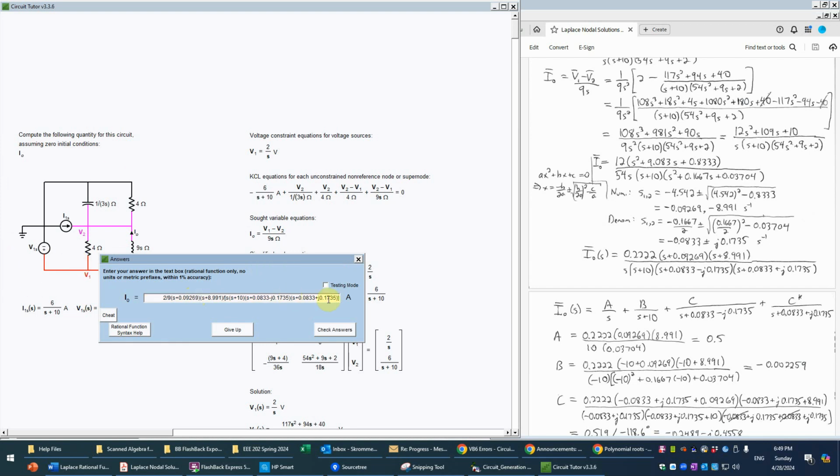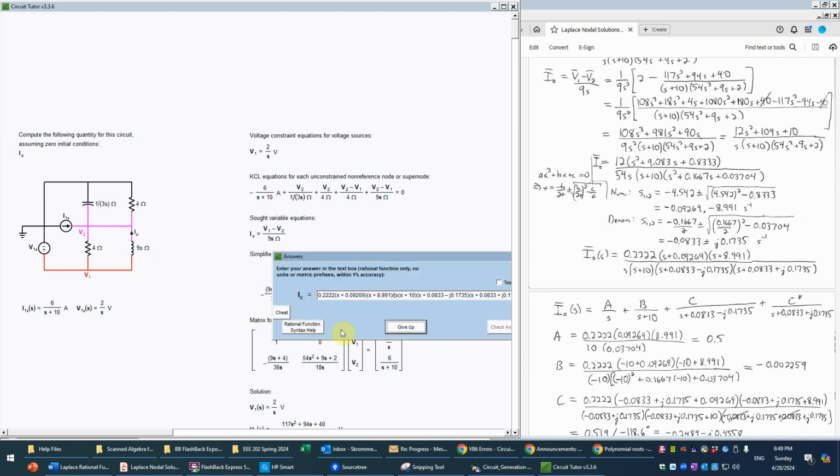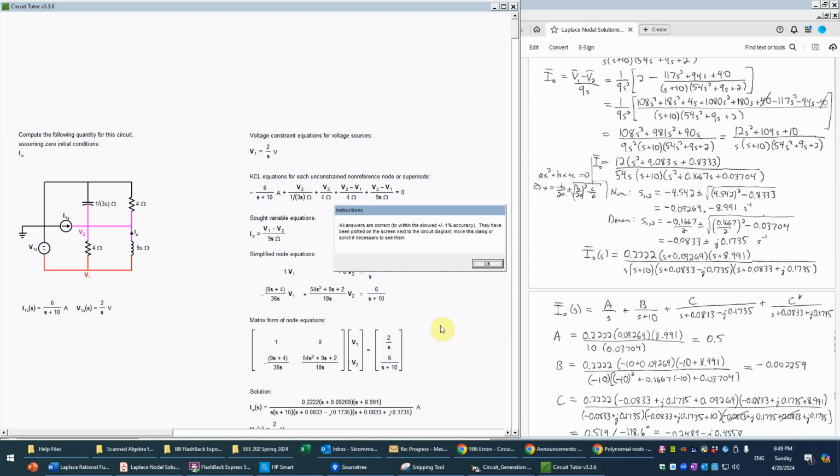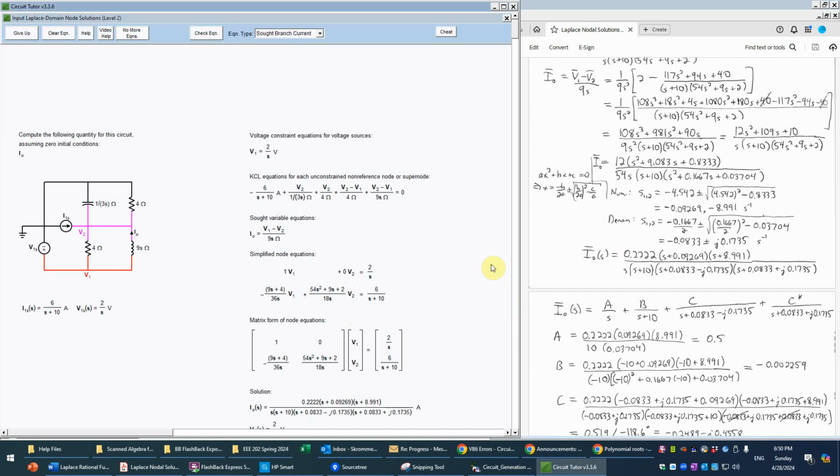So everything's matched. And I'll just quickly proofread that so I don't waste an attempt here. And that looks correct. And now I'm going to click check answers. And that is indeed correct. And it's been printed on the screen. And now the next step is going to be actually to do the partial fraction expansion in the Laplace domain.